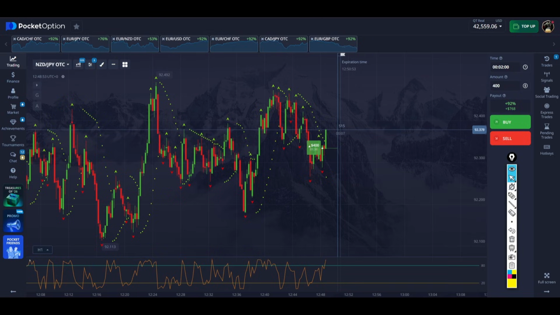I've already opened a trade. Let's see how it closes, and then we'll move straight into the strategy parameters.